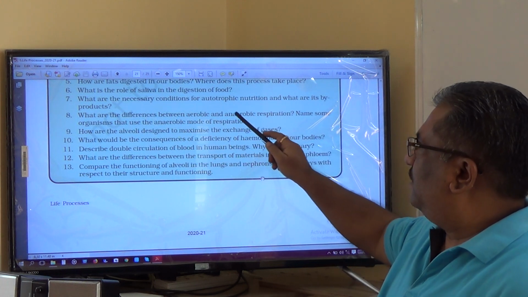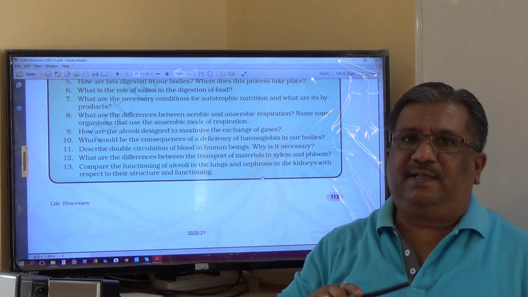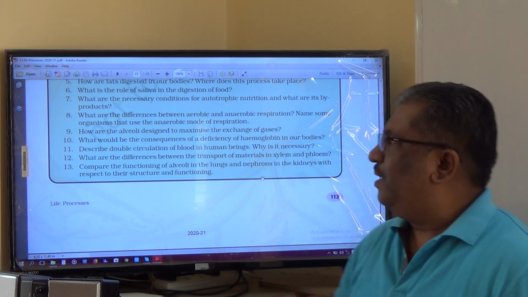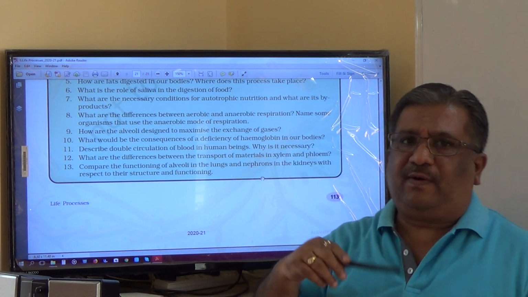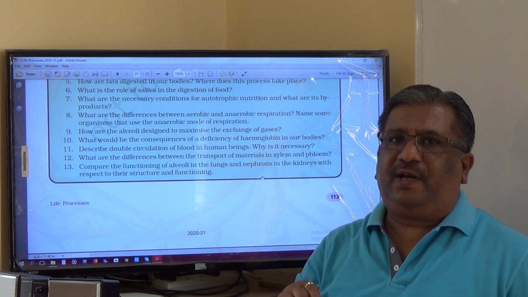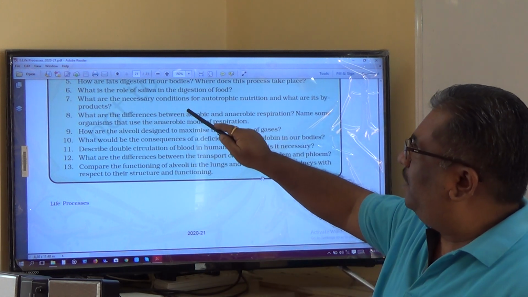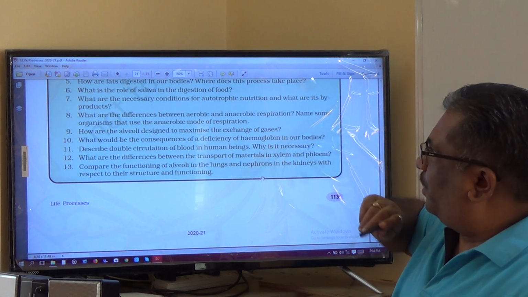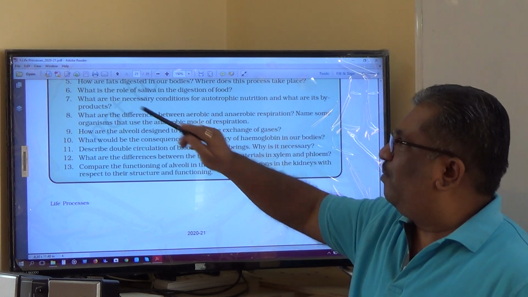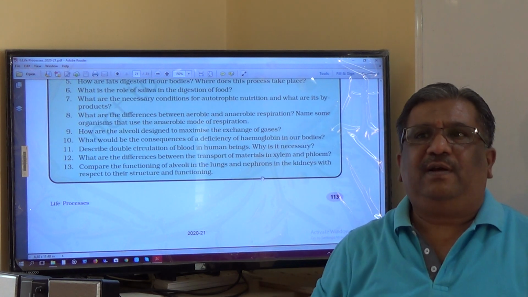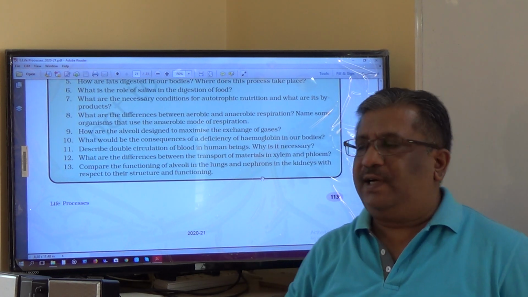What are the necessary conditions for autotrophic nutrition and what are its byproducts? Sunlight energy and chlorophyll are most essential conditions, and sunlight energy is trapped and it is used to break down water molecule, isn't it, into oxygen and hydrogen. So oxygen is a byproduct during the autotrophic nutrition. And one more condition, chlorophyll. What is the function? Chlorophyll absorbs the sunlight and converts it into chemical energy, which breaks down the water molecule into hydrogen and oxygen.